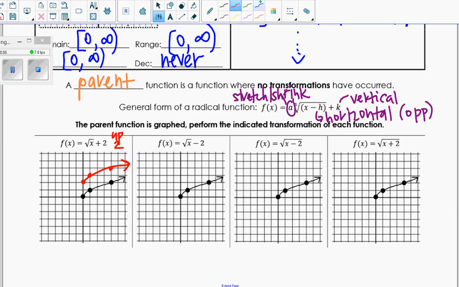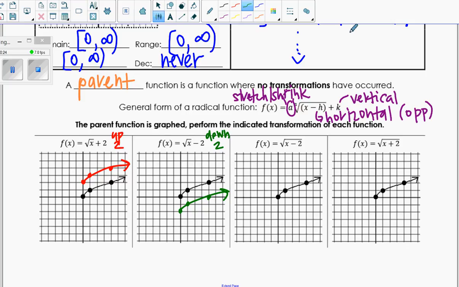If I had the square root of x minus 2, it's still outside the radical, but now we're going to go down 2. So all of these points move down 2. And your graph now looks like that. Give it a little curve. It's not a straight line.